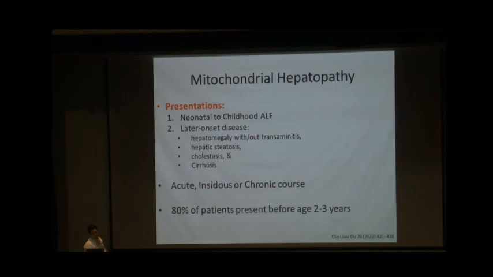One of the most important manifestations for pediatric hepatologists is acute liver failure, which may present in early neonatal period or even childhood at any age. They may present just with hepatomegaly, ultrasound showing fatty liver, cholestasis, even cirrhosis. So they may have any kind of presentation, acute, insidious, or chronic. And what happens is that they have usually a bimodal presentation. A majority of them, for pediatric hepatologists, present within the first 3 years of life, and the second peak comes in late adolescence to the fourth decade.